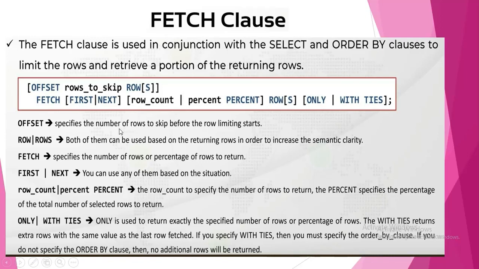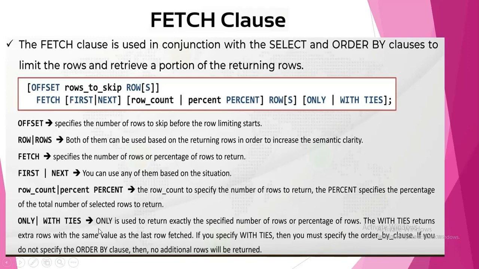Offset specifies the number of rows to skip before the row limiting starts. Row or rows, both of them can be used based on the returned rows, to increase semantic clarity. And fetch specifies the number of rows or percentage of rows to return. First or next, you can use either of them based on the situation. Row count, percentage, percent. The row count specifies the number of rows to return. The percent specifies the percentage of the total number of selected rows to return.